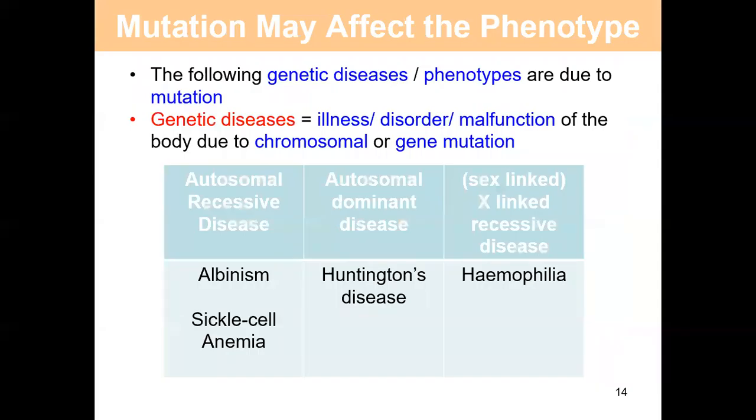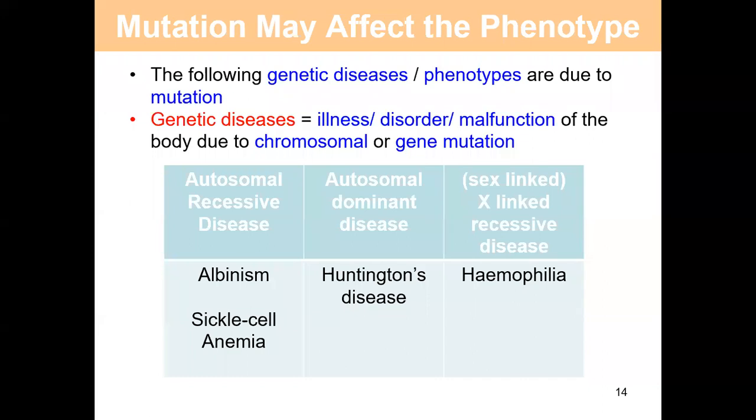So the following genetic diseases, which are also a type of phenotype, because you can see it in the person, are due to mutation. They are called genetic diseases because they are due to mutation in the gene. A genetic disease is an illness, a disorder, a malfunction of the body due to either chromosomal or gene mutation. So mutation can be chromosomal, or on the gene.